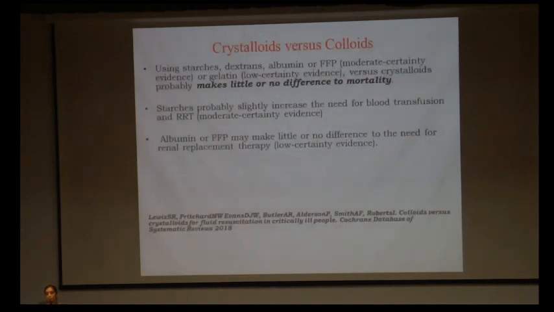Then what is the type of fluid which we should use? Whether it should be crystalloid or colloid. So a recent meta-analysis or systematic review has shown that there is no difference whether you use crystalloid or colloid or albumin. The only fluids which are to be avoided are probably starches, which increase the need for blood transfusion and RRT. Otherwise, using crystalloid or colloid makes no difference to the need for RRT or the mortality basically.